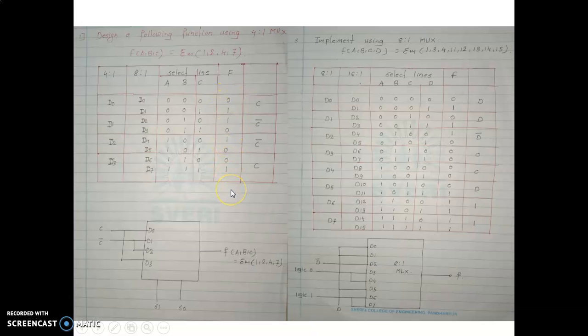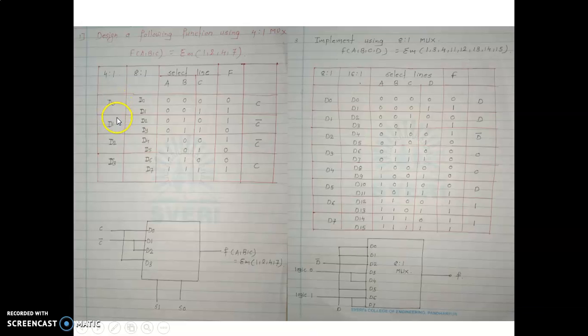So how to implement by using a 4 to 1 mux? To write the equation we have to consider the function and the last column. The function is F and the last column is C. So we have to consider it group wise.